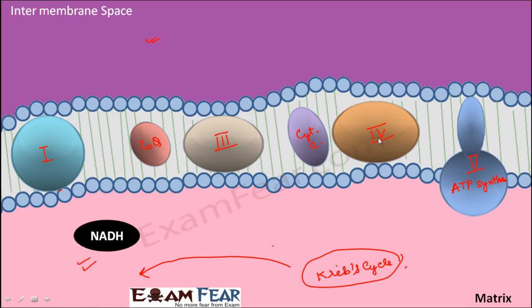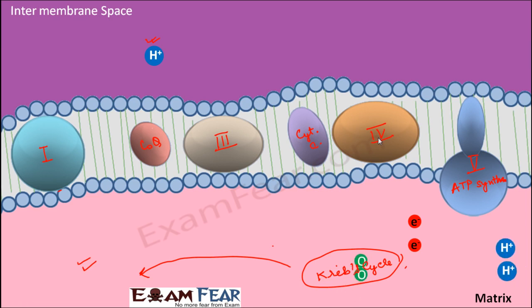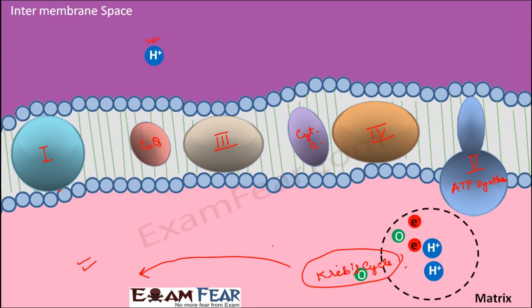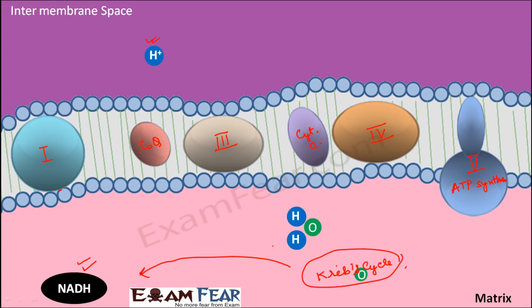As soon as NADH binds with complex 1, it will give out 2 electrons and 1 proton. The proton will go to the intermembrane space. The electrons will pass through coenzyme Q, complex 3, cytochrome C, then complex 4. And finally, these 2 electrons will be accepted by the final electron acceptor, which is oxygen. So what will oxygen do? Oxygen will bind with an electron pair and hydrogen ions to form a water molecule.